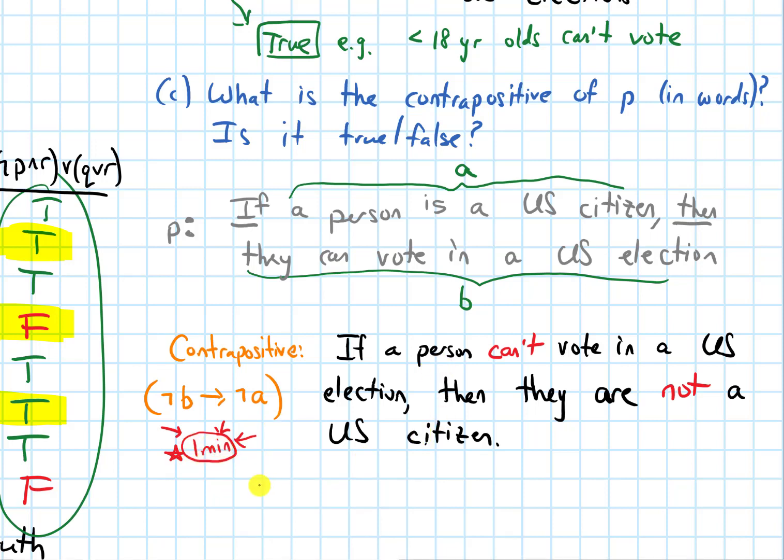This statement is false. To make an if-then statement like this false, there has to be a way for the if portion to happen but the then portion not to happen. This is false, for example, because there are people, PPL, who can't vote.